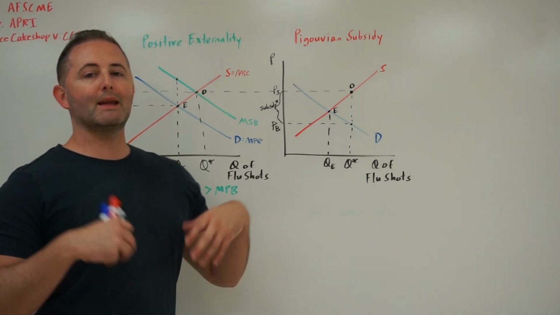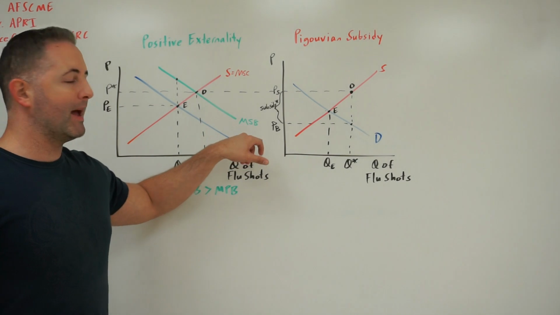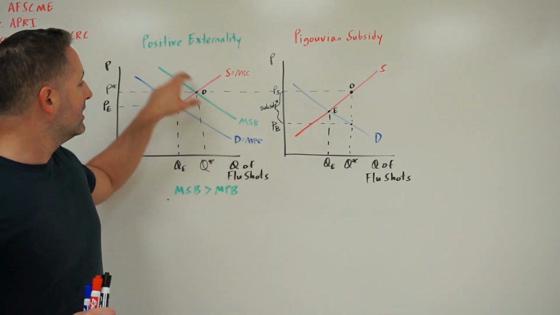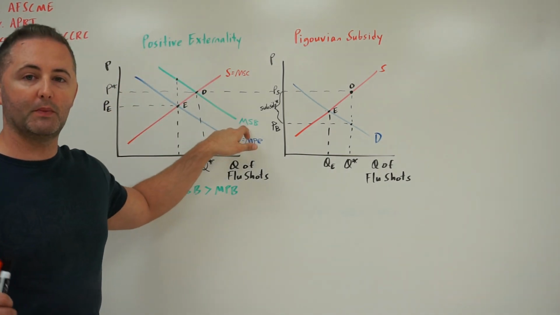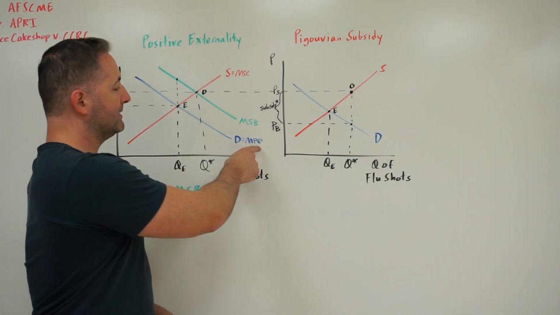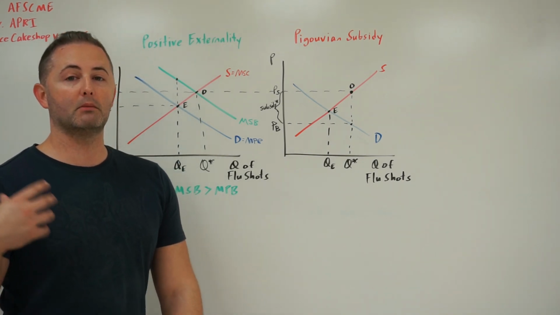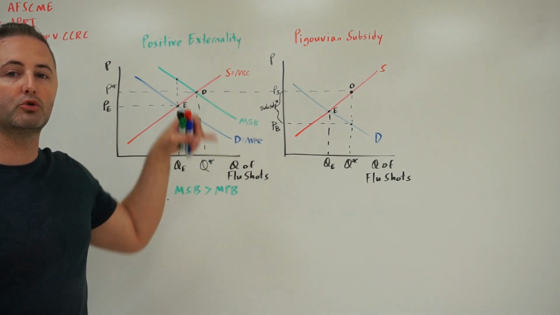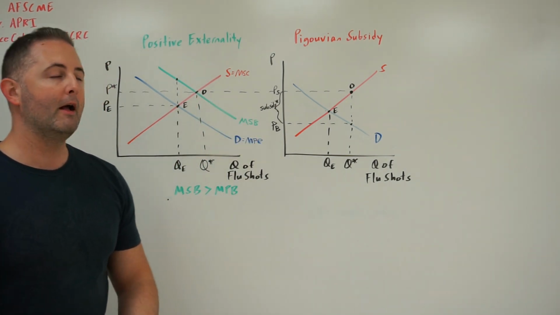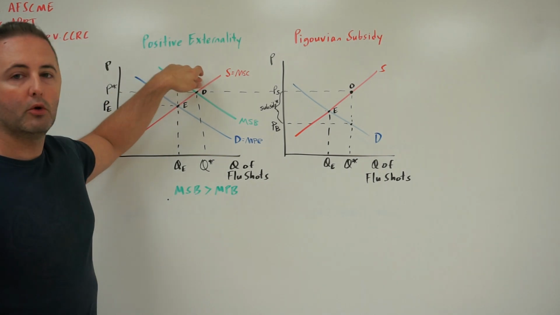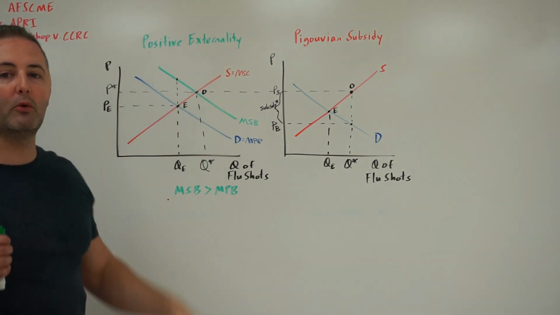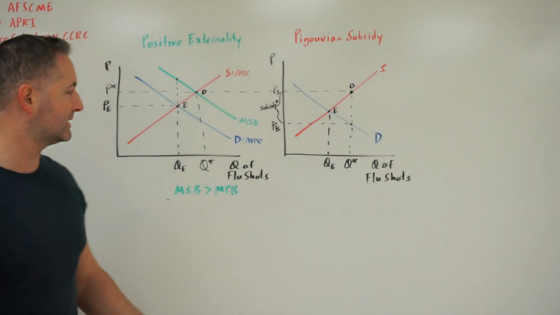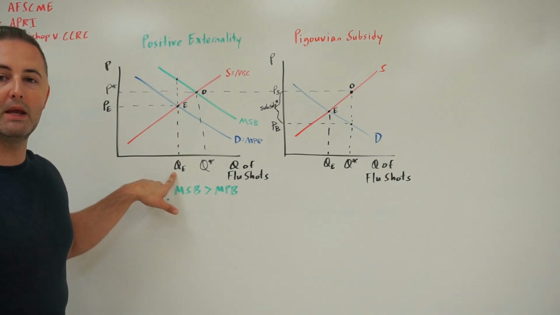But in this case, since there is an external benefit, the demand curve doesn't represent our marginal social benefit, it only represents the marginal private benefit. So we have a greater marginal social benefit because the marginal social benefit is equal to the marginal private benefit plus the marginal external benefit. That means that our optimal quantity of flu shots is going to be greater than what the market on its own will provide, because the market will only take into consideration the private costs and benefits. So the market will produce at QE.